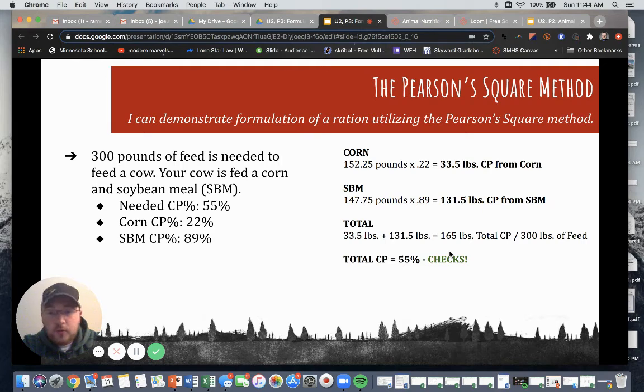Now we're going to check our work. 33.5 pounds of crude protein is gained from the corn, and 131.5 pounds of crude protein is gained from the soybean meal. This checks. Okay, so hopefully this practice problem helped you understand how Pearson square works.